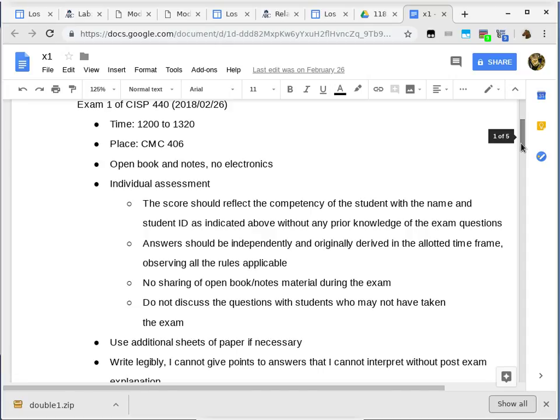It can be someone who's taking the exam a little bit later than the rest because that person was sick, or someone telepathically read my mind as I'm trying to come up with these questions. So the means is irrelevant. It's the deed that counts, or the result that counts. Answers should be independently and originally derived in the allotted time frame, observing all the rules applicable.